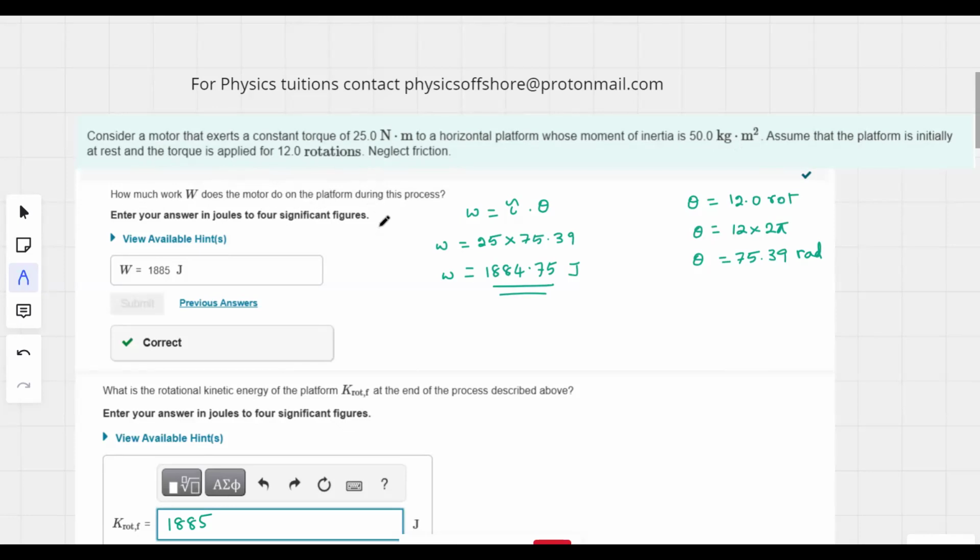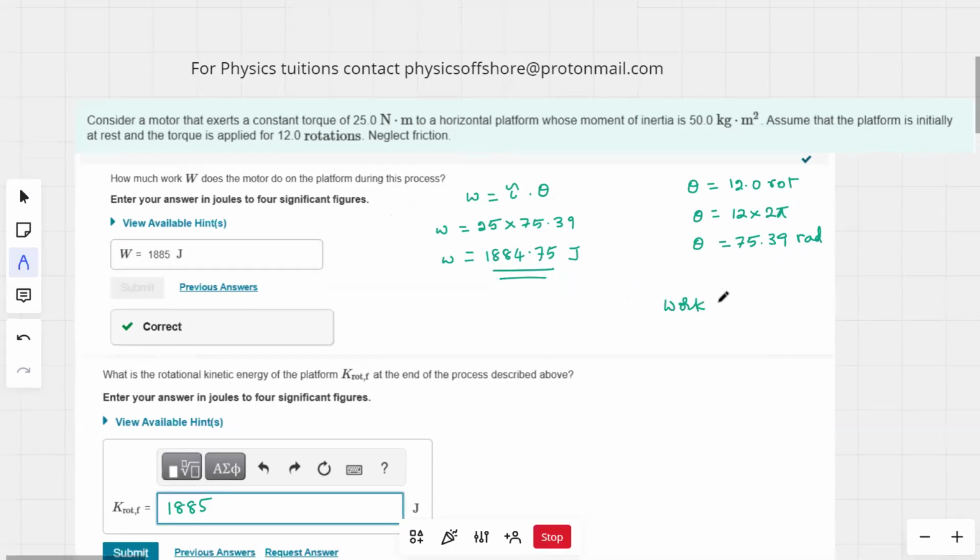This numerical is based on rotational work. So work done is equal to torque times angular displacement, just like work in linear motion is equal to force dot displacement. The same way, we write the work in rotational motion as torque times angular displacement. Here, force times displacement; here, torque times angular displacement.